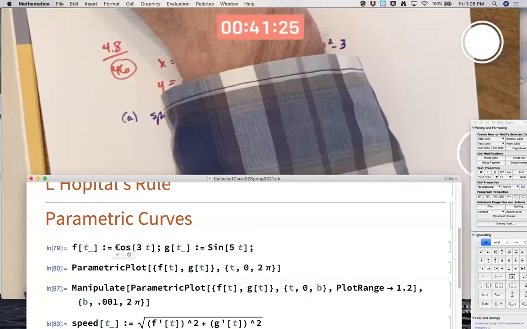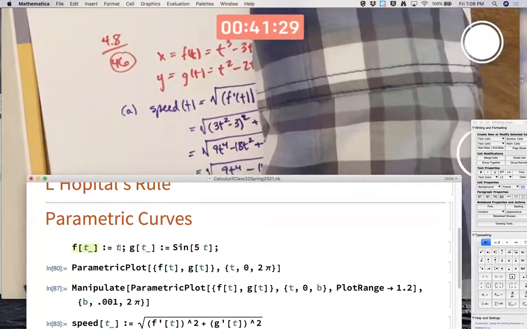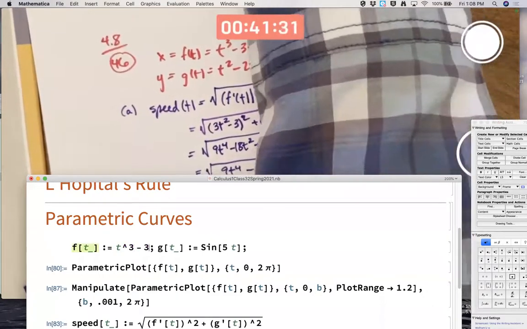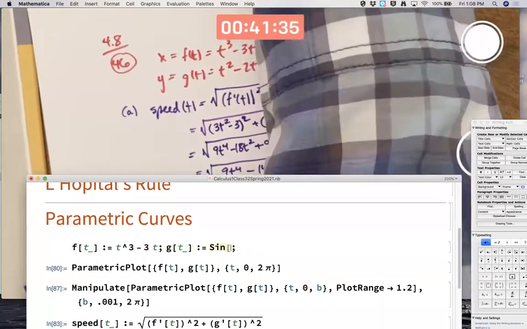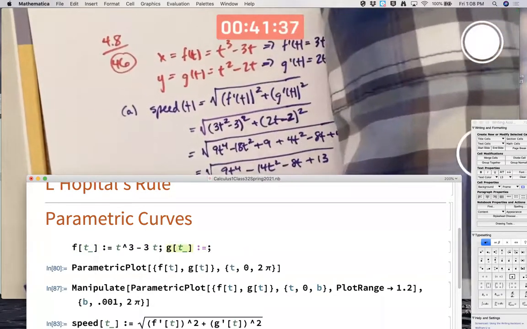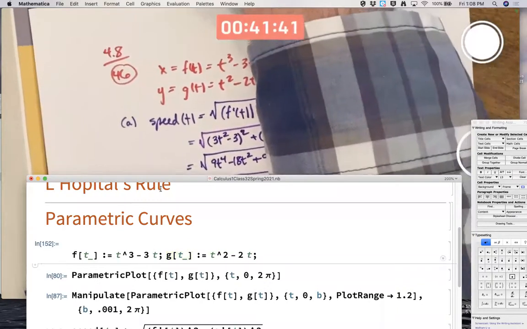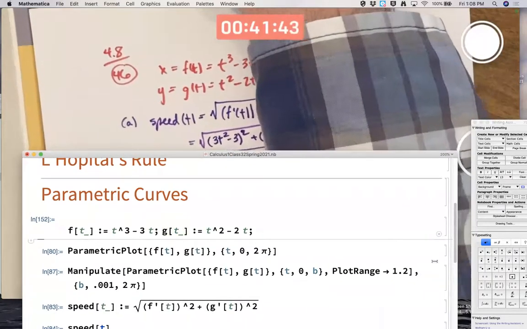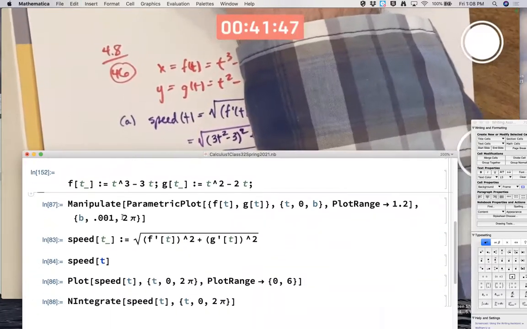So let me go ahead and change the f of t and g of t here. t cubed minus 3t for f, and t squared minus 2t for g. Let's do the parametric plot manipulate thing here.